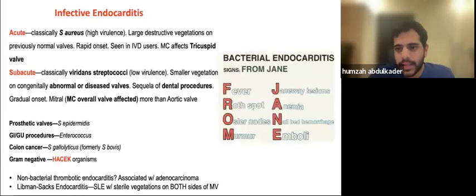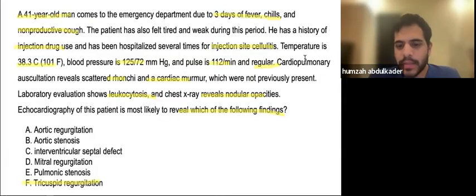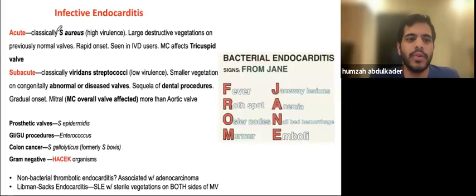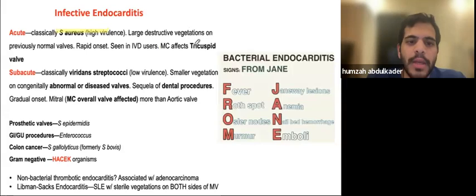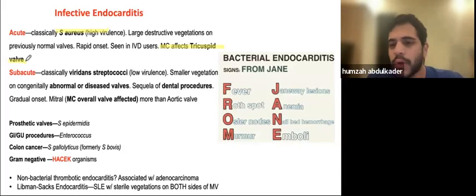Infective endocarditis is a fairly large topic, but it can be divided very simply into acute and subacute. Acute, which is what we see here with 3 days, is most of the time due to Staph aureus. Most of the time in the questions, they'll tell you the guy has a history of IV drug use. Most commonly it affects the tricuspid valve. So if you see tricuspid valve or Staph aureus in the question, it's very easy to make that connection.